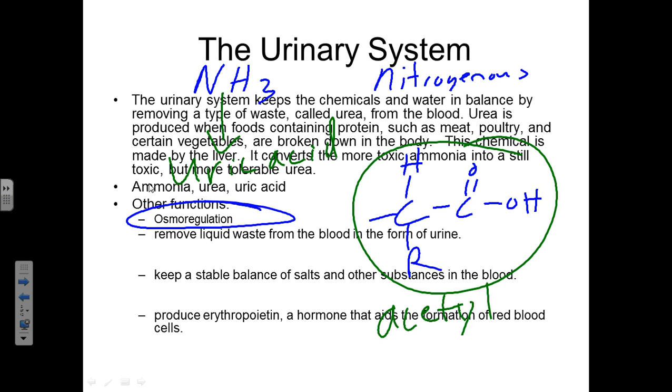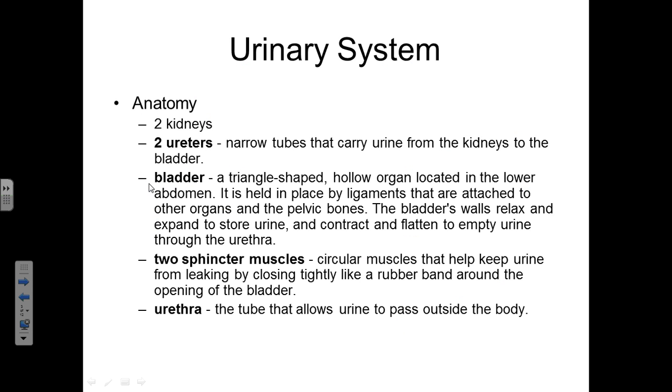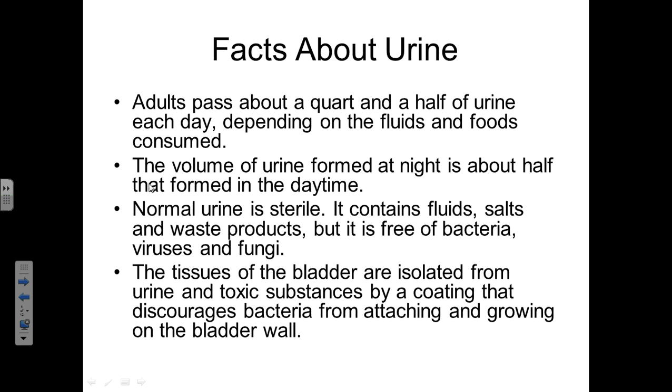All right, let's go a little further here. Just facts that we've already mentioned about urine. You pass out about 1.5 quarts per day. That's highly variable depending on what you ate or drank. Normal urine is sterile when it comes out of your body. It doesn't stay that way for very long though. And also your bladder has this mucus-like coating on it that helps to keep you from getting bladder infections. You can still get them, but it's fairly rare.